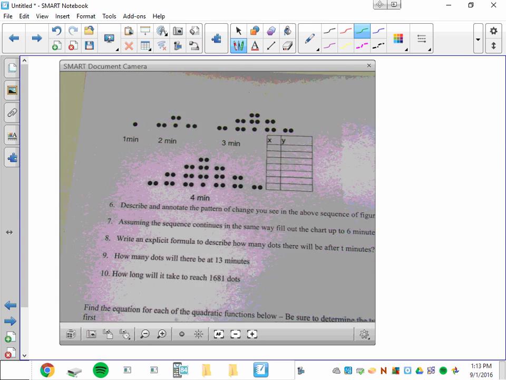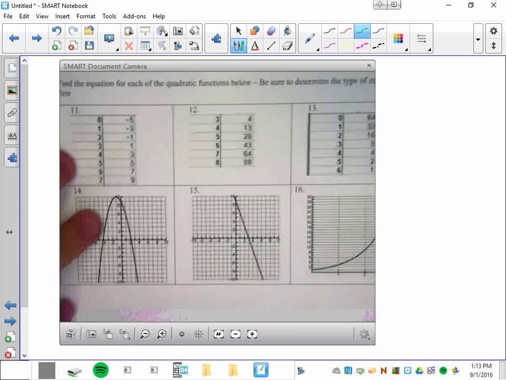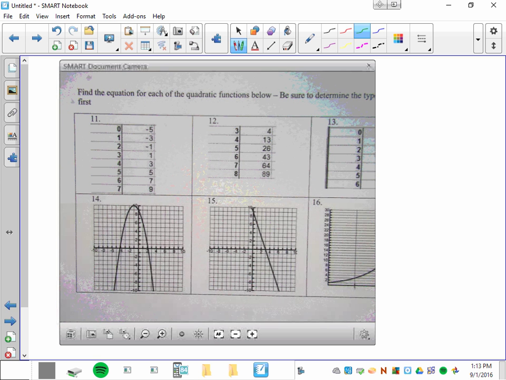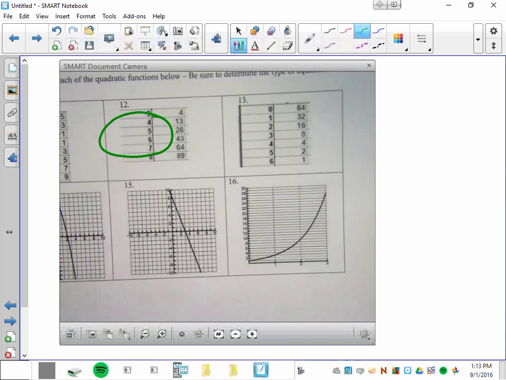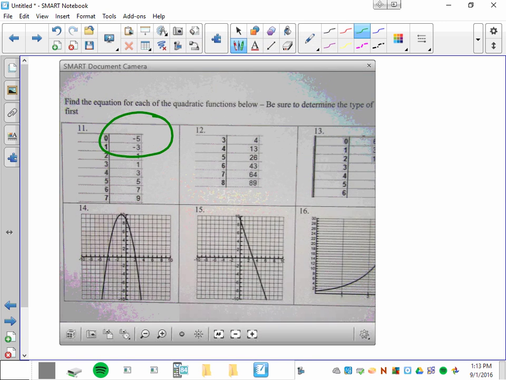The last thing we need to do today is very similar to what the assignment was yesterday. Find the equation for each of the quadratic functions below. So you already know all of these are quadratics. All you need to do is pick 3 points, plug them into your stat, do a quadratic regression, and write the equation. Oh, they're not all quadratics. I lied to you. That needs to be fixed. Figure out if it's linear, exponential, or quadratic. Once you know what it is, plug in the numbers and find the equation.